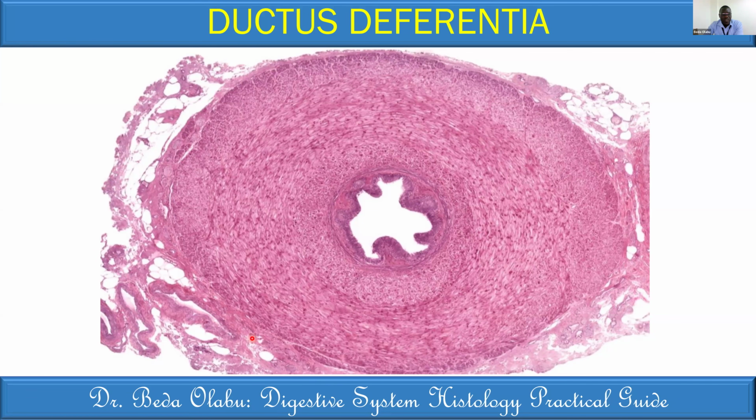The vas deferens is located within what we call the spermatic cord. The spermatic cord has multiple tissues, and those are the other parts of the tissue in the spermatic cord.